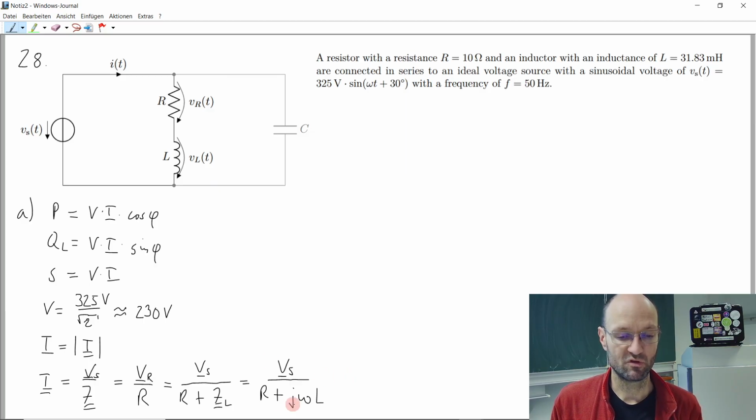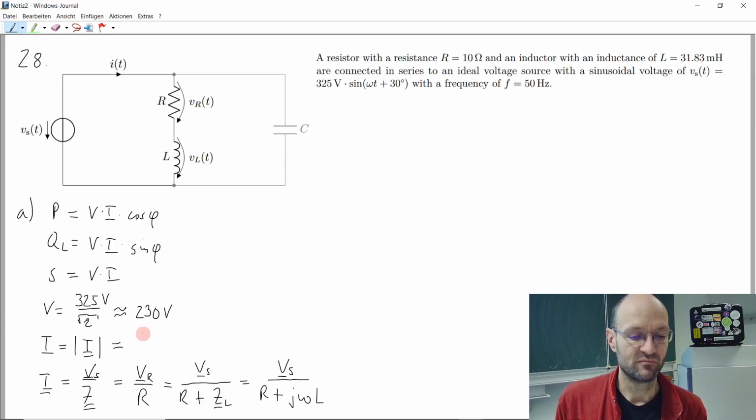Okay, so this is something that we could calculate in Octave. And then we have this complex value, and we could take the magnitude. Of course, if we would continue with this calculation here, we could also take the magnitude of this complex phasor. This would be just the RMS value.